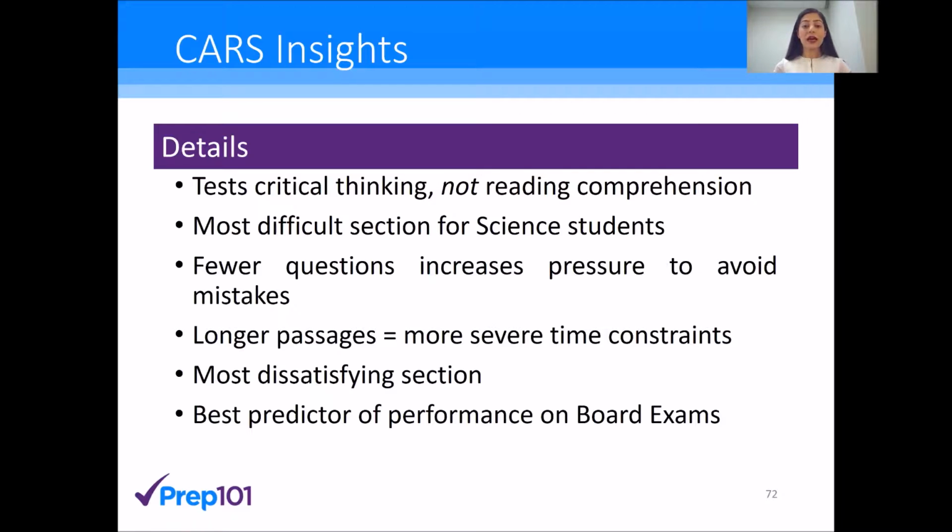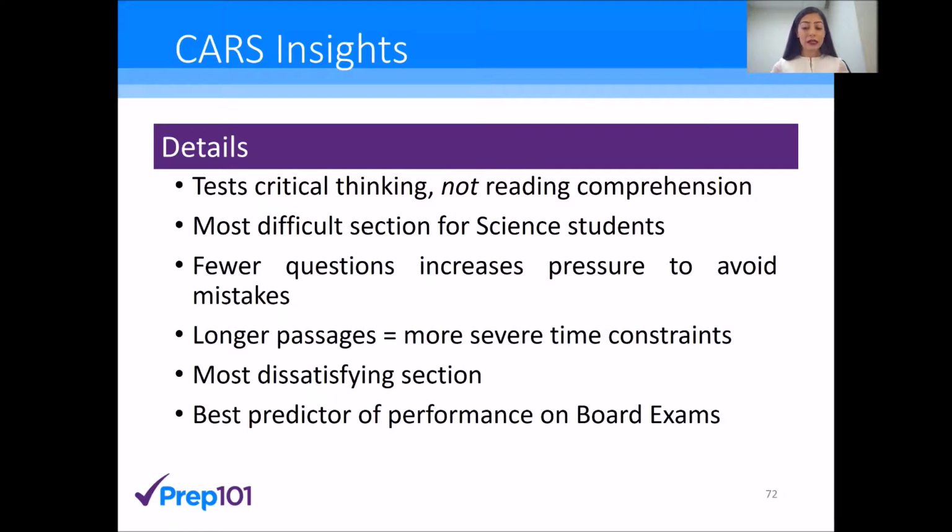Secondly, it's the most difficult section for science students. And this cannot be said enough. So study after study has said that science students find this section the most difficult. And you want to know why?